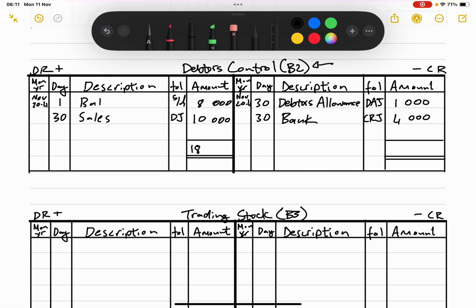On this side, you're going to have 18,000. You're going to bring that over to have 18,000. And then the difference between the 18,000, the 4,000, and 1,000 is going to be 13,000. And that's going to be your carry down, balance carried down, and that will be your opening balance.